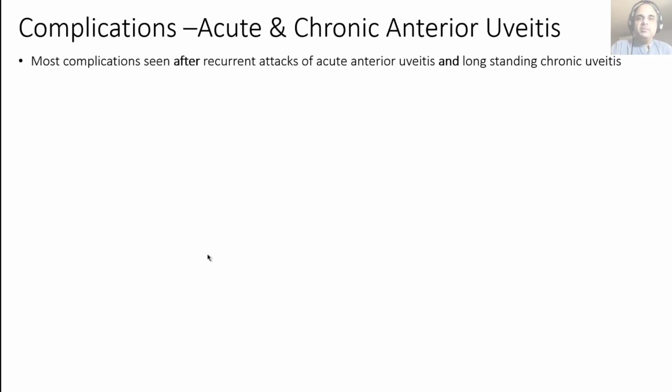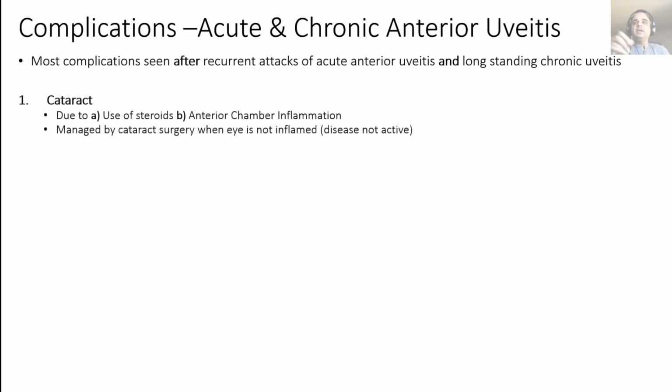What are the complications? The complications are usually seen after recurrent attacks of acute uveitis and more commonly in chronic uveitis. And you have cataract formation either because of recurrent inflammation or because you've been taking steroids. The management of cataract is a little tricky because you can't do cataract surgery in an acutely inflamed eye. And even if you do cataract surgery after the inflammation has quieted down, there's always a risk the inflammation would come back. Remember, if it's a chronic or recurrent uveitis, any manipulation might bring the attack back quicker. So you have to be very careful.